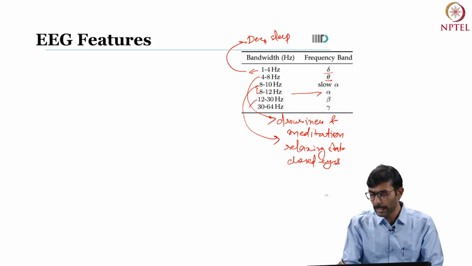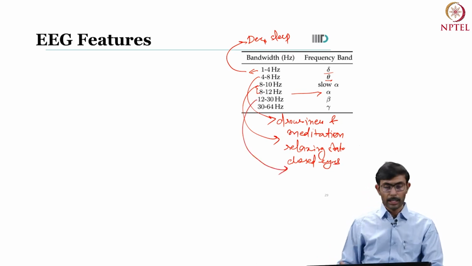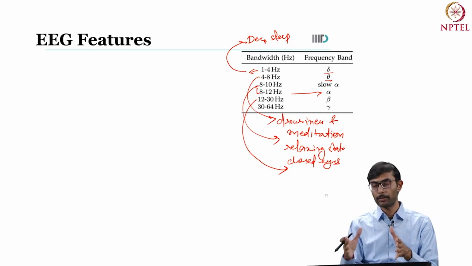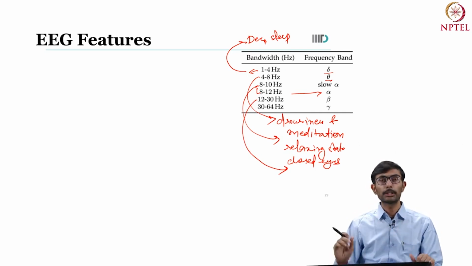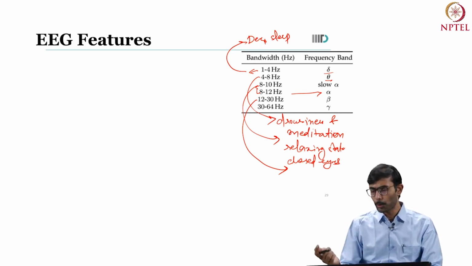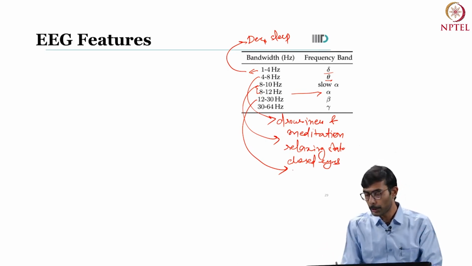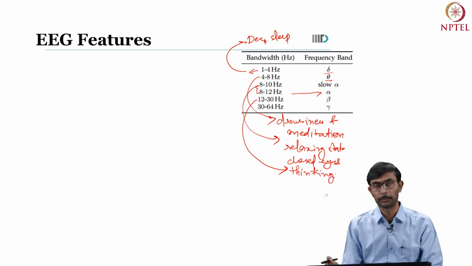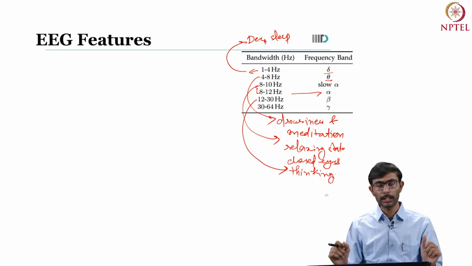And then you have the beta band. Basically, the beta band is the electrical activity that happens between 12 to 30 hertz, and it mostly represents when you are in a state of, let's say, concentration, or when you are thinking. So it represents concentration and thinking.